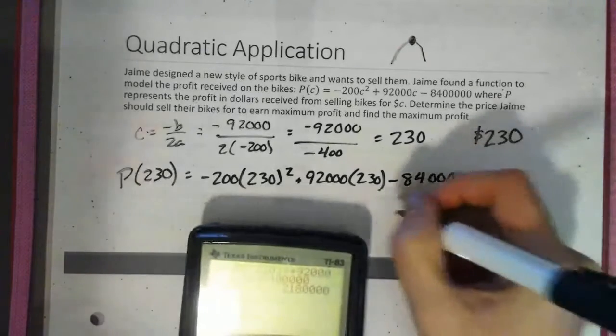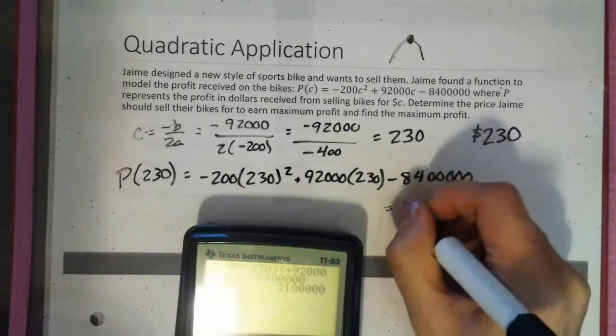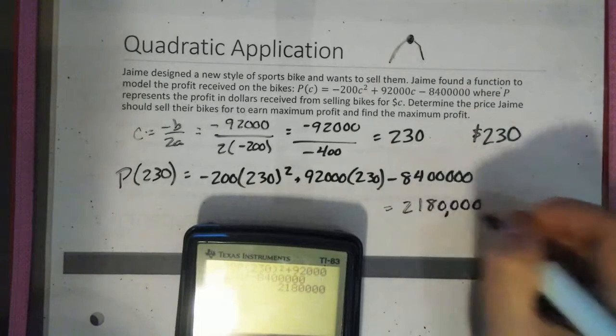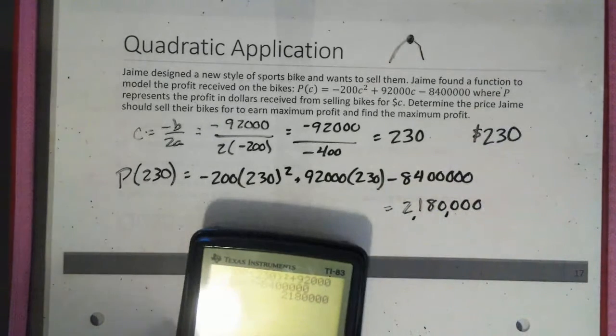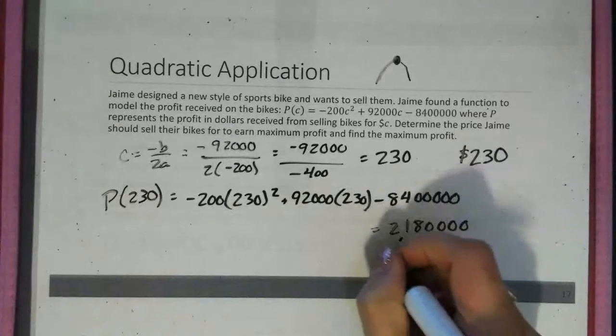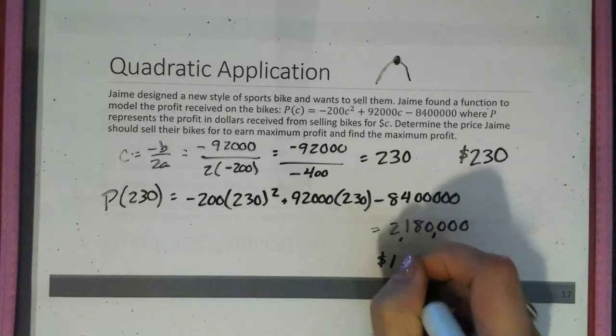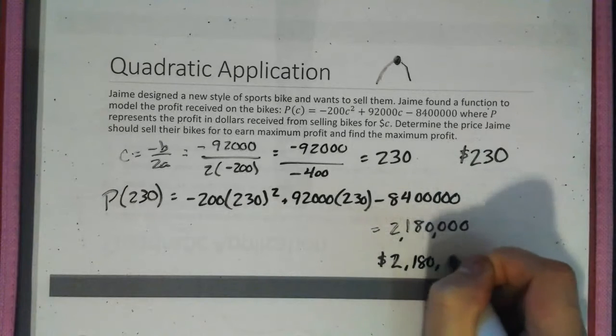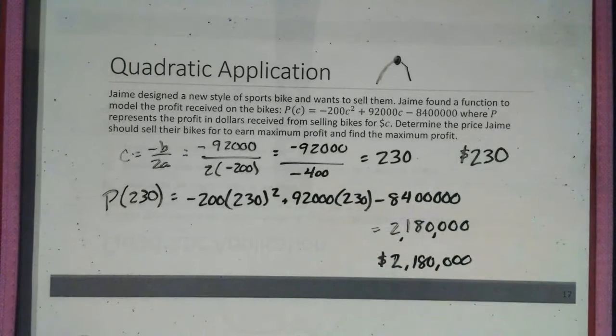It looks like the profit is going to be 2,180,000. We put our commas in, it looks like our profit is going to be $2,180,000. And we get that profit by selling the bikes for $230.